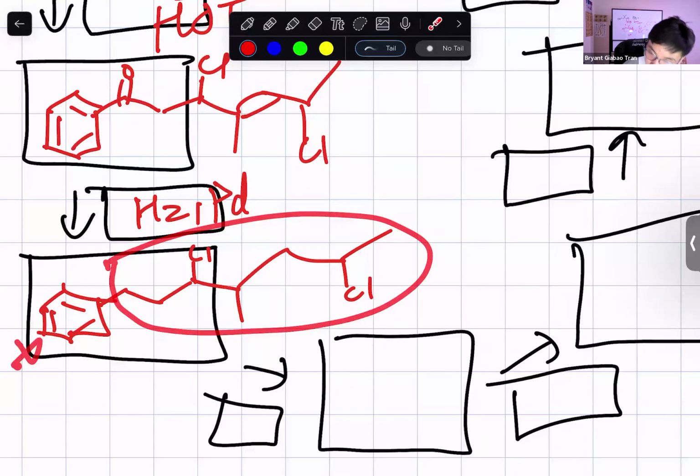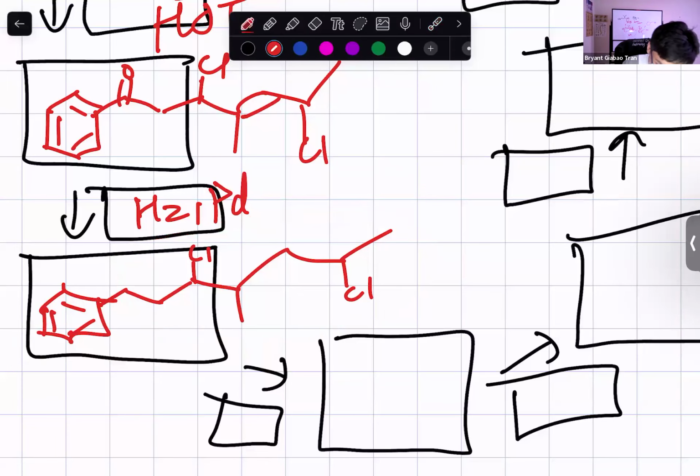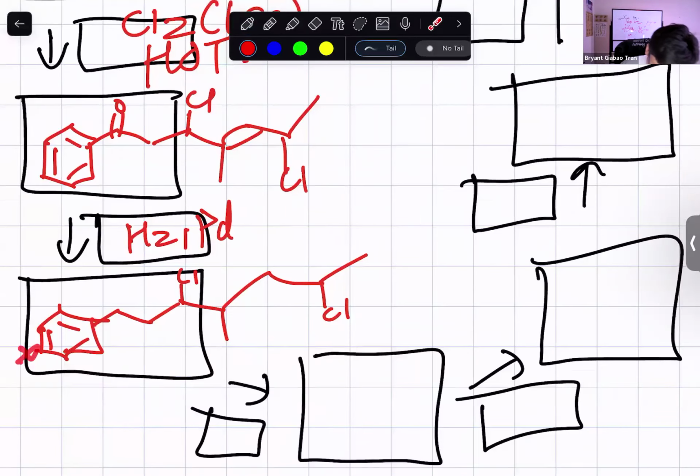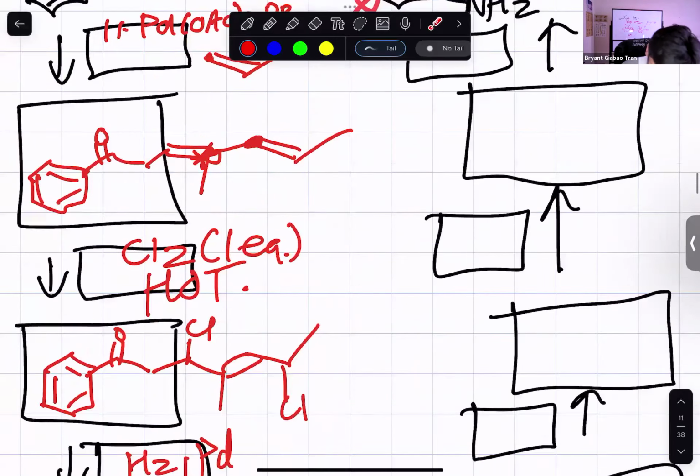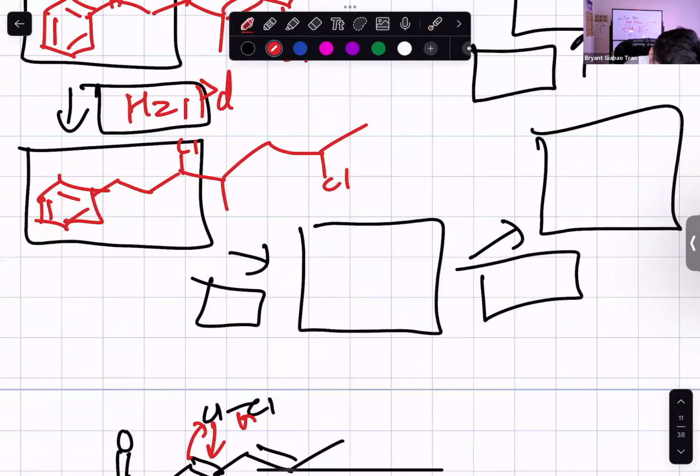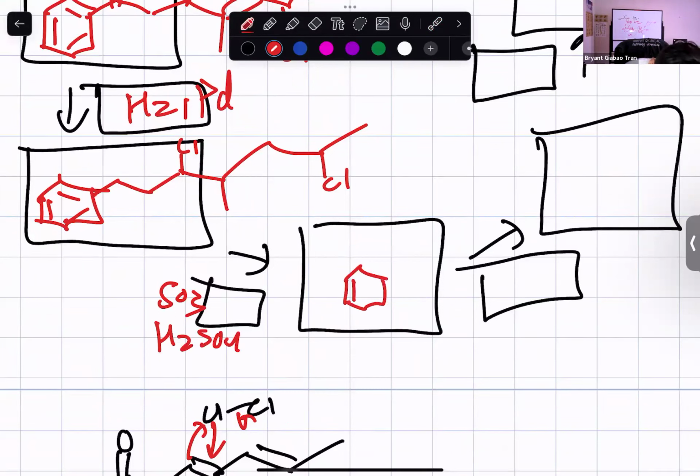And then to block this para position right here, like someone said, we're gonna have to block that para position by using sulfonation, right? So we don't want any group at the para position at the end. We gotta protect that position. To protect that position, we use sulfonation, SO3, H2SO4. Right, which puts SO3H at the para position here.